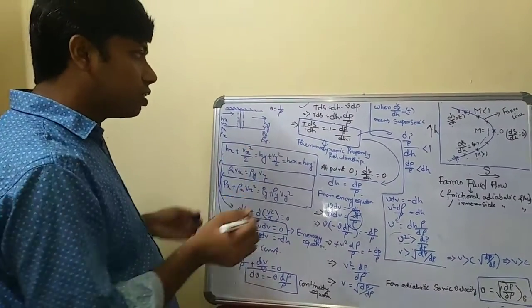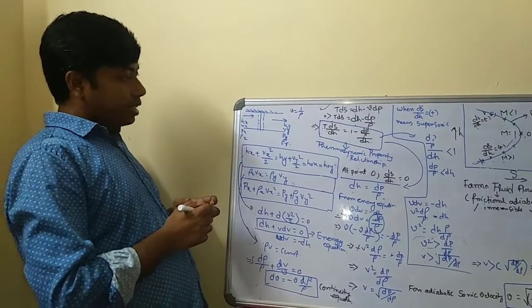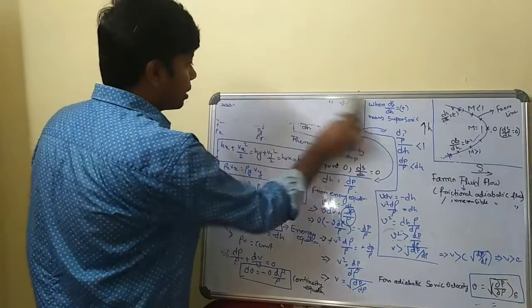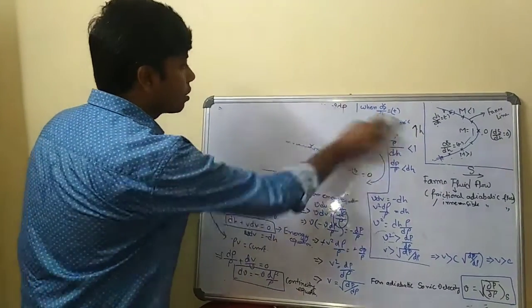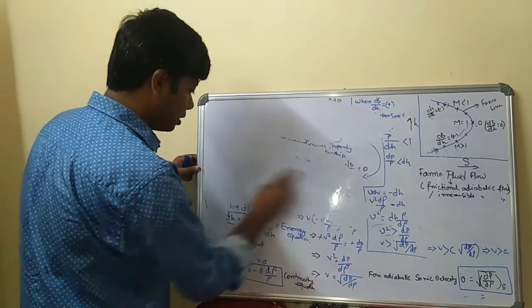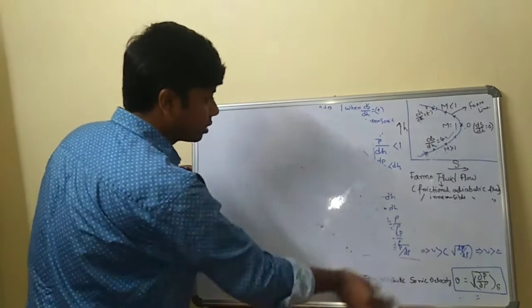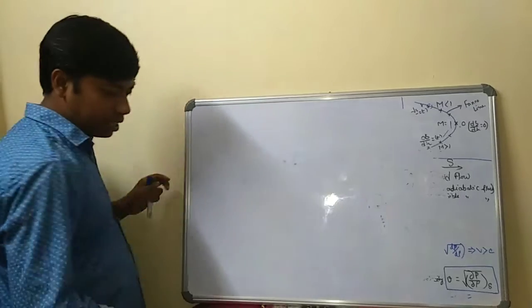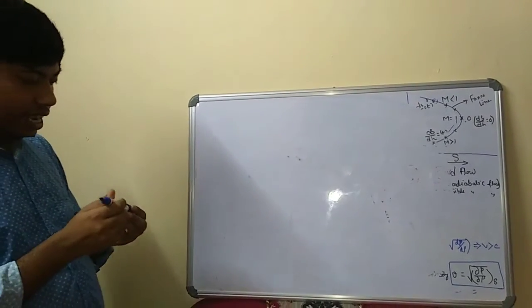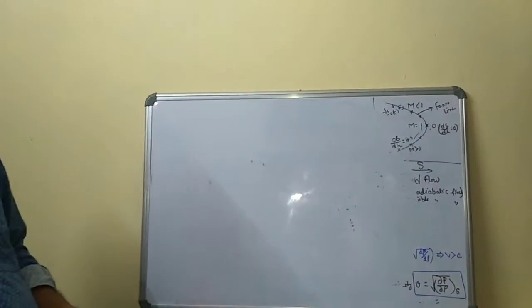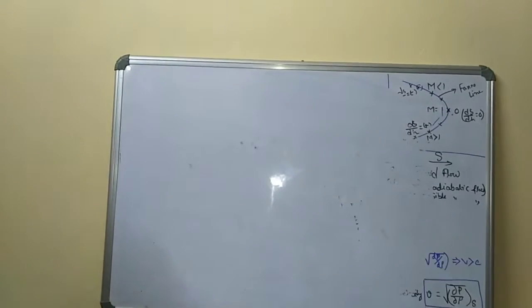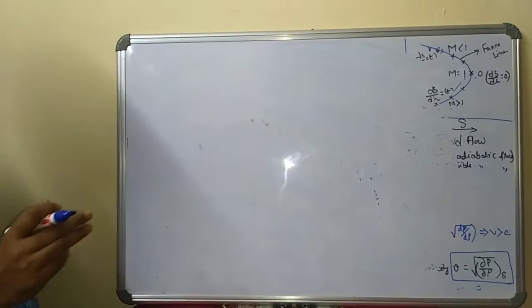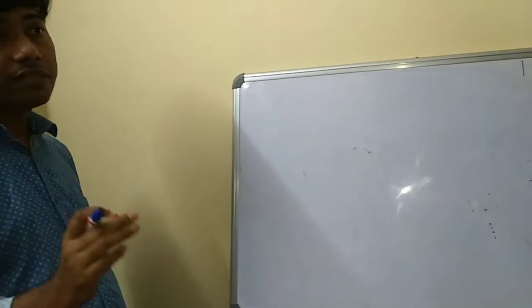So this is the condition for the Fanno line, and there is also the Rayleigh flow line, so we can discuss it now. The Fanno line gives you the idea of flow when the fluid is adiabatic and friction is present. So Fanno flow is the type of flow when the fluid flows through a duct and is irreversible in nature.